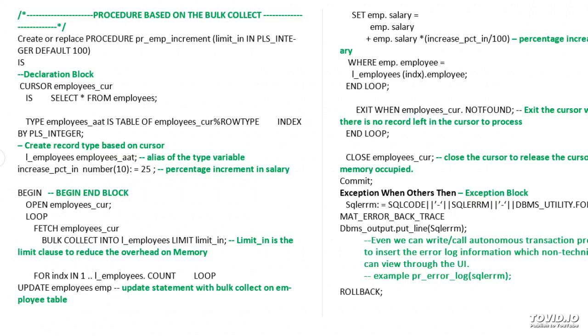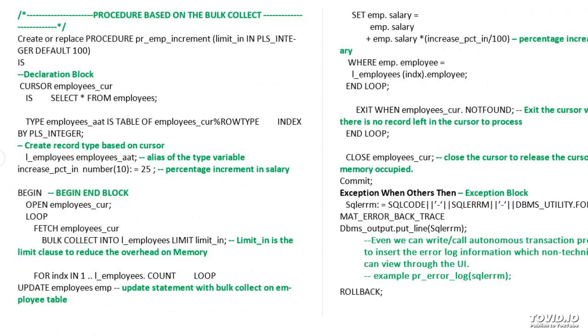Now I have a for loop based on that bulk collect type. For index 1 to l_employees.count, type count, and then loop. In the loop, we are doing the update on the salary by increasing it by 25% of the salary, like I gave increase_pct_in as 25, for each and every employee ID.